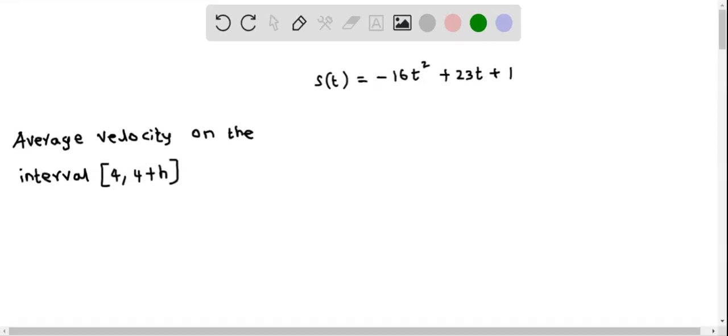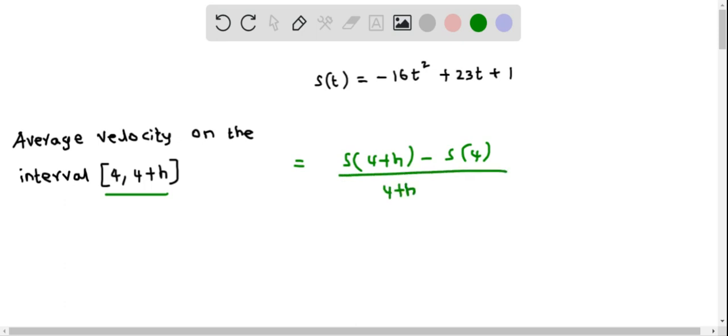We now determine the average velocity of the ball on this interval, that is from 4 to 4 plus h. So basically this is finding s of 4 plus h minus s of 4 over 4 plus h minus 4. So let's find this quotient.